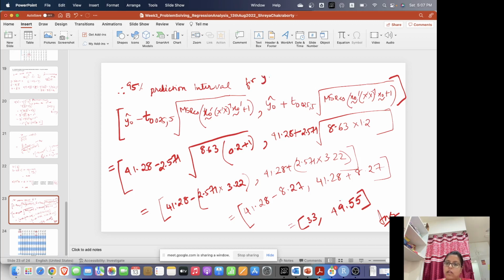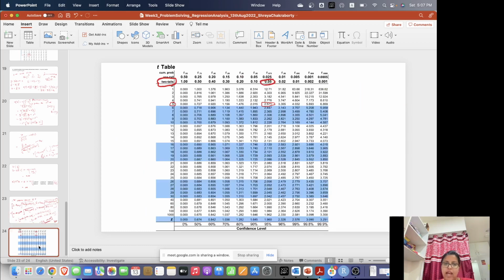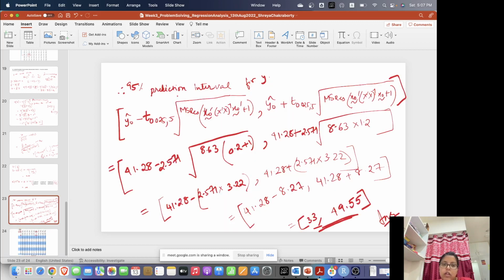And after so much calculation, it will come down to this, which would be the 95% prediction interval, and this t 0.025 with degrees of freedom 5 we'll find from the t table. So two-sided 0.05 we'll take, and this would be the df. For 5 we have this value, 2.571. This value I have substituted over here and I've obtained the prediction interval.